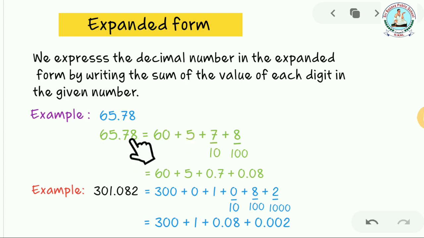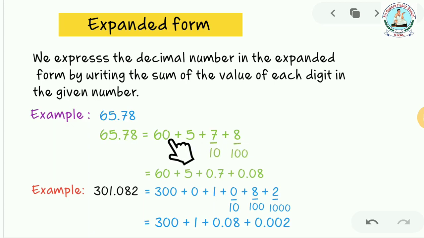In this number, 65.78, the place value of 6 is 60, and the place value of 5 is 5 itself because it is in ones place. The place value of 7 is tenths, so we write it as 7 upon 10. The place value of 8 is 8 upon 100 because 8 is in the hundredths place. That is why 65.78 can be expressed in the expanded form by using the plus sign.